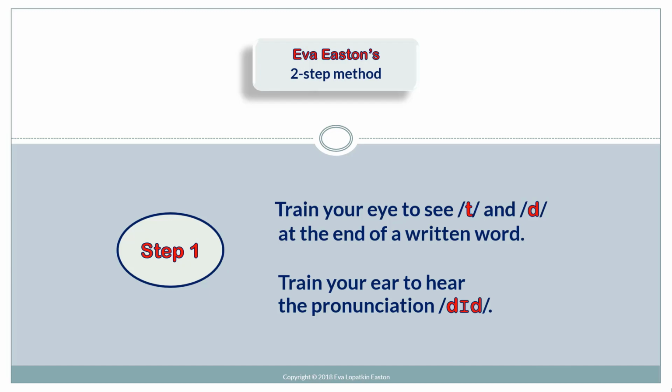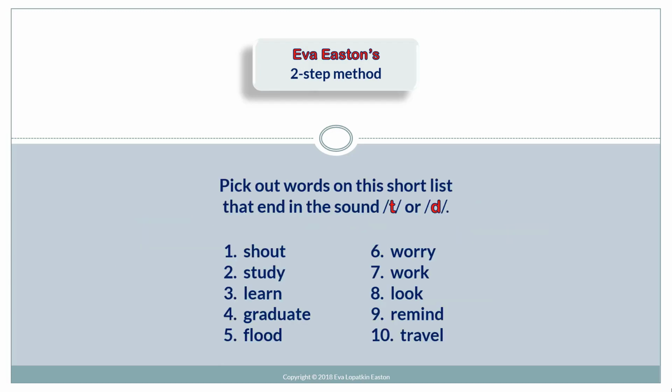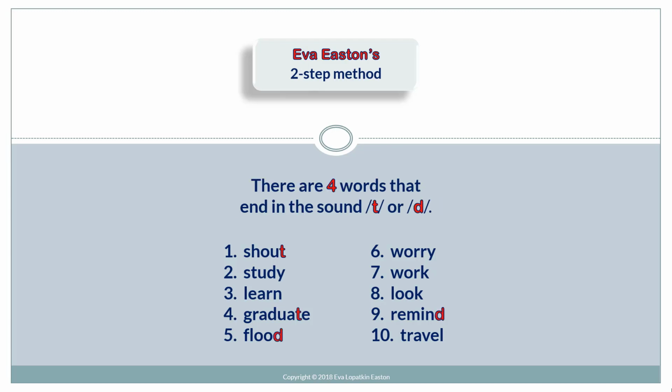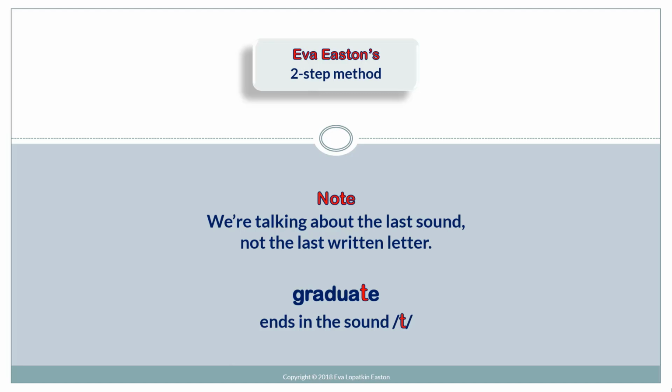Step 1 then is: train your eye to see t and d at the end of a written word. Train your ear to hear the pronunciation id. Let's practice. Pick out words on this short list that end in the sound t or d. There are four words that end in the sound t or d. Shout, graduate, flood, remind. Note, we're talking about the last sound, not the last written letter. Graduate ends in the sound t.